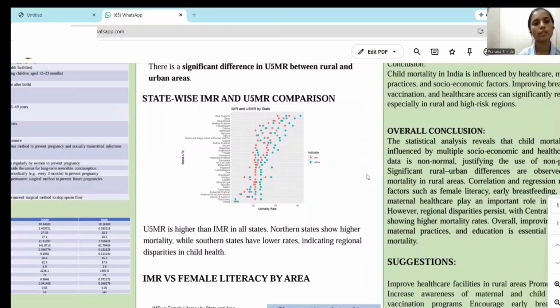So now, the next objective is state-wise IMR and mortality rate comparison. Here we clearly see that these are in decay form. That is, the mortality rate goes down in the southern states like Kerala. We observe that the under 5 mortality rate and infant mortality rate are less as compared to other central or northern states.